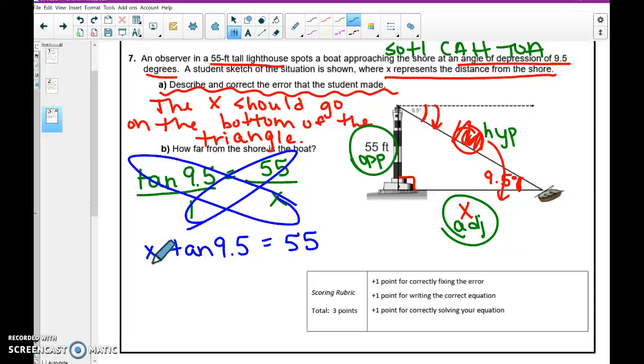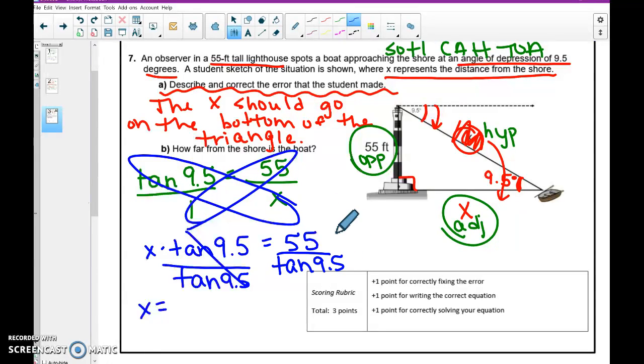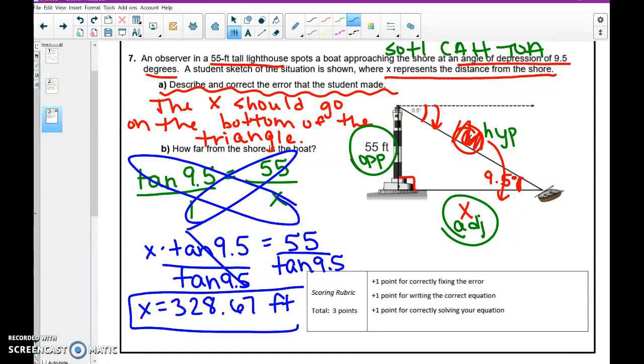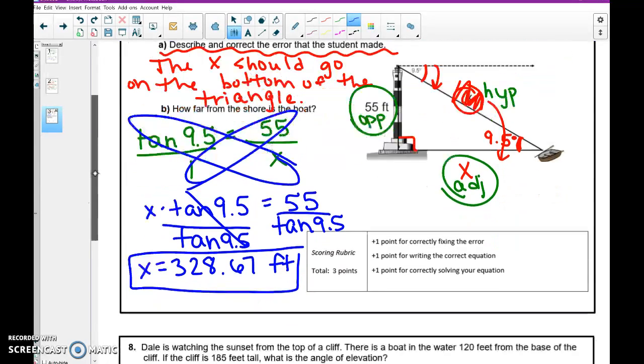You're trying to get X by itself. If X is being multiplied by tangent 9.5, then divide both sides by tangent 9.5. You got to get that whole group out of the way. Whatever you do to one, you got to do to the other. So X is going to be equal to whatever 55 divided by tangent 9.5 is. And when I calculated it, I got 328.67 feet. If you had this written out and you still didn't get the right answer, let us know. We'll work with you and figure out how to use your calculator properly.